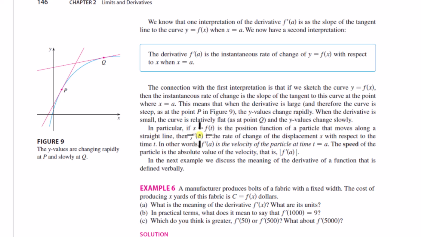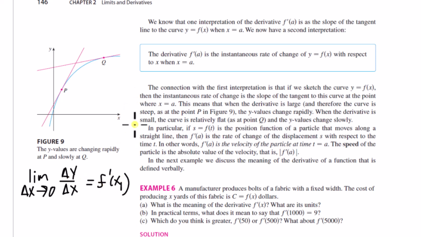In particular, if s is a function of time, the position function of a particle that moves along a straight line, then f prime of a is the rate of change of the displacement s with respect to time t. In other words, f prime of a is the velocity of the particle at time t is equal to a. The speed of the particle is the absolute value of the velocity, that is, the absolute value of f prime of a. So, yeah, let me write this out. The limit, and this is f prime of x1.